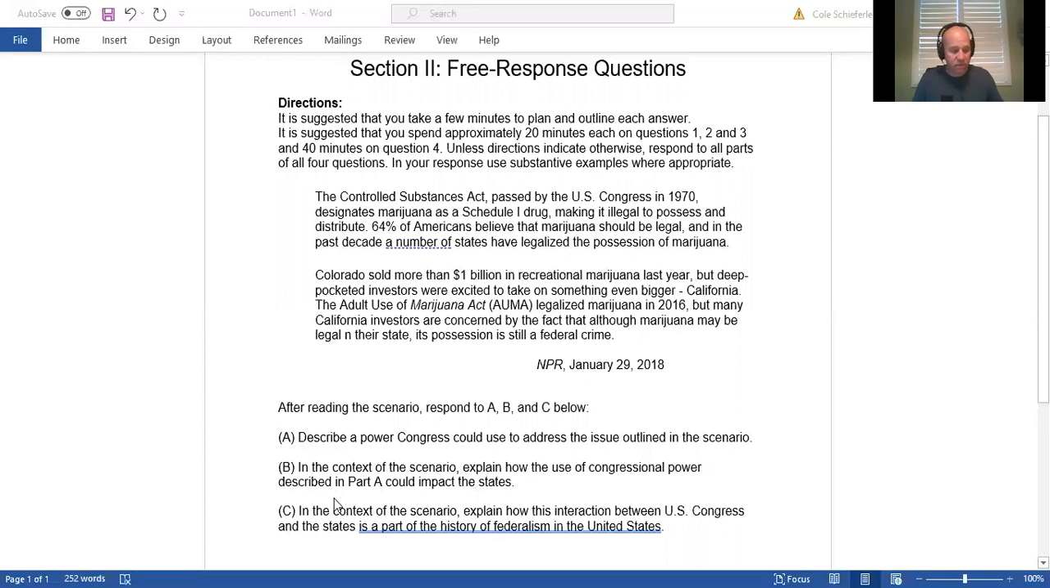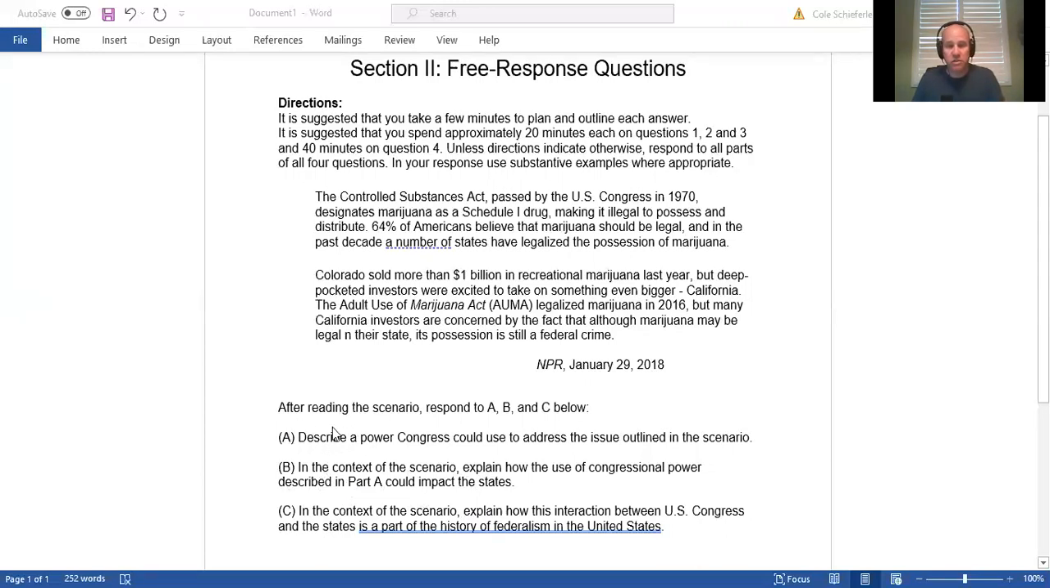Okay, how many points is this one worth? It's worth 3 points. Now, remember, some of these might be worth multiple points within, all right? But this one itself is worth 3 points: 1 point for Part A, 1 point for Part B, and 1 point for Part C. And then I also want you to underline what the verb is asking you to do.